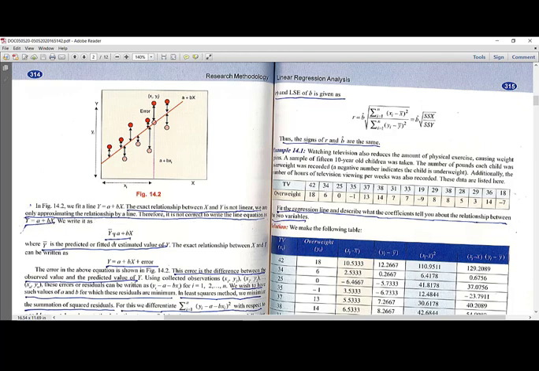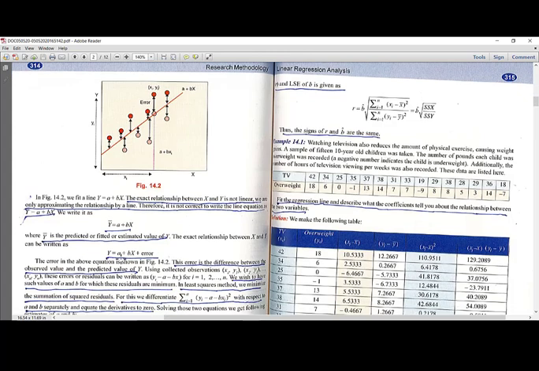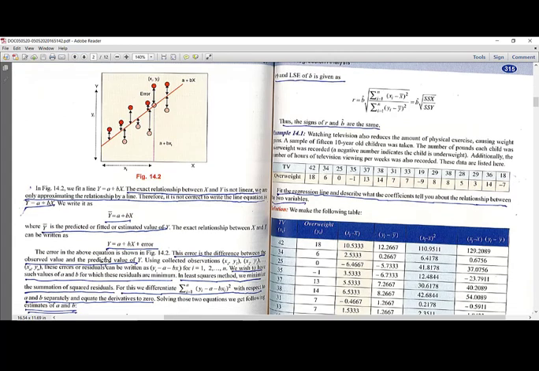We write it as y bar is equal to a plus bx, where y bar is the predicted or fitted or estimated value of y. The exact relationship between x and y can be written as, instead of y equal to a plus bx, y equal to a plus bx plus error.